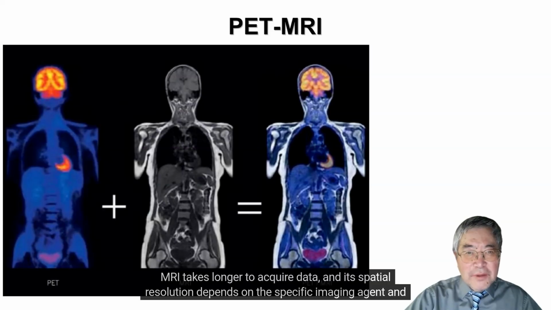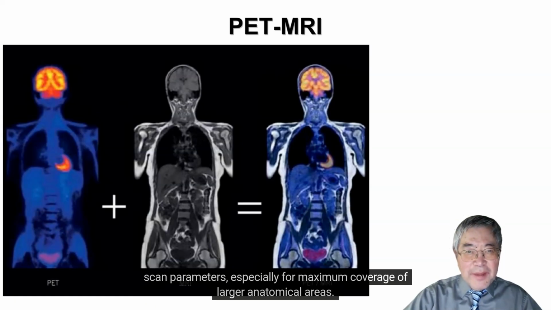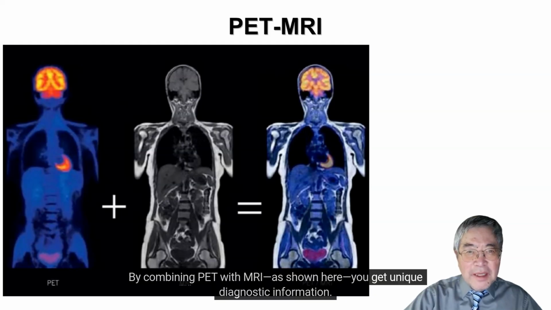MRI takes longer to acquire data, and its spatial resolution depends on the specific imaging agent and scan parameters, especially for maximum coverage of larger anatomical areas. By combining PET with MRI, as shown here, you get unique diagnostic information.